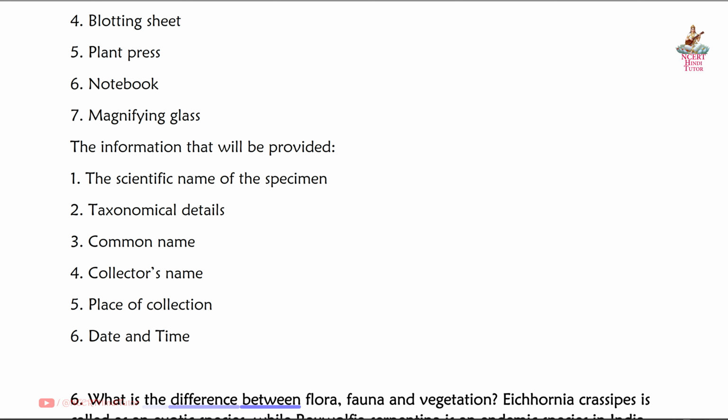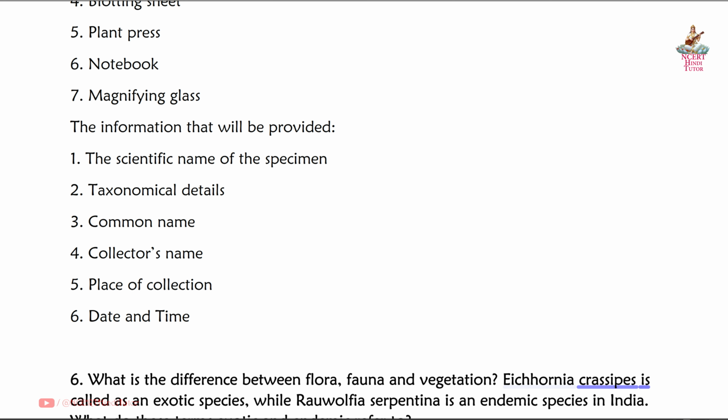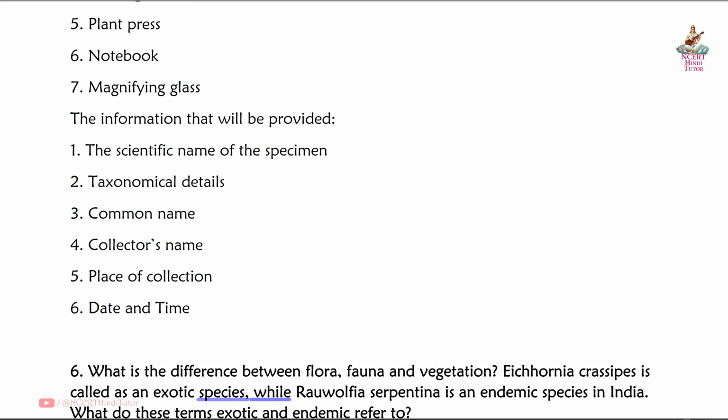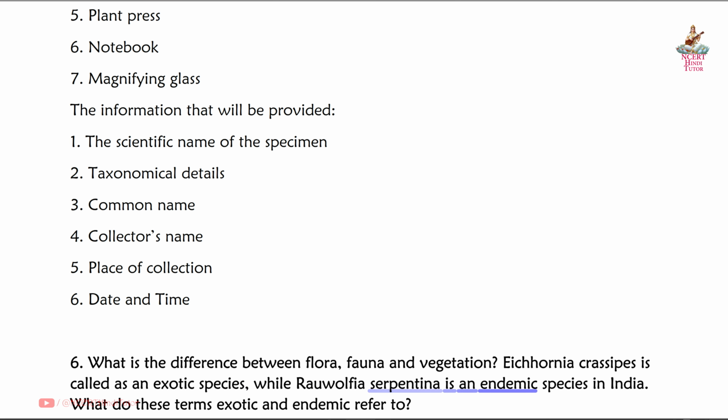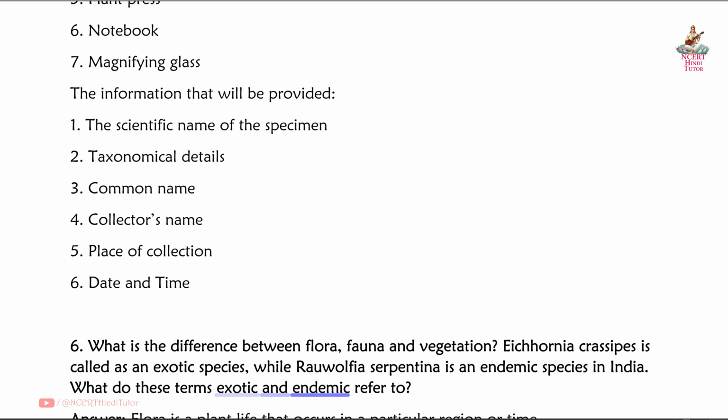6. What is the difference between flora, fauna, and vegetation? Eichhornia crassipes is called an exotic species, while Rauwolfia serpentina is an endemic species in India. What do these terms exotic and endemic refer to?